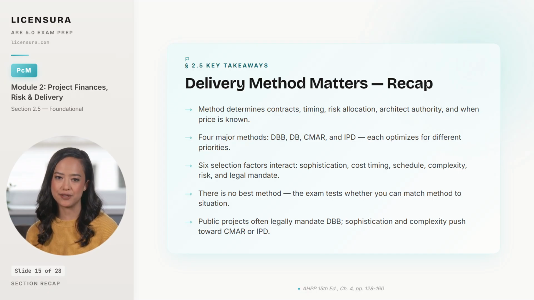Six selection factors drive the choice and they interact: owner sophistication, when cost certainty is needed, schedule pressure, project complexity, risk tolerance, and legal requirements. Any one of those factors can shift the answer, which is why the exam never asks which method is best in the abstract. The exam asks which method fits a specific situation, given the factors described in the question. And the most common shortcut to a correct answer is the legal requirement factor. When the project is public, design, bid, build is often the required method, regardless of what would be optimal. And that constraint usually appears explicitly in the question stem.